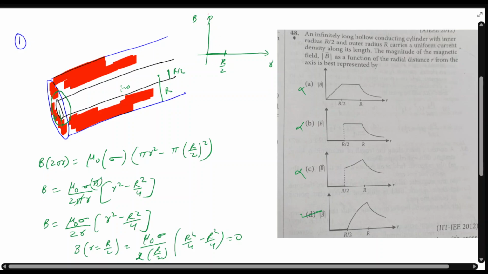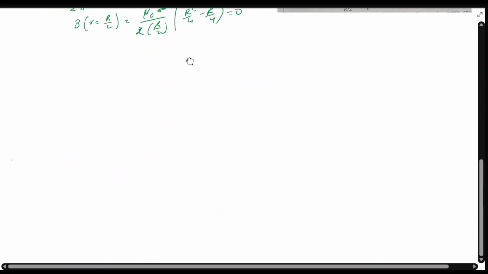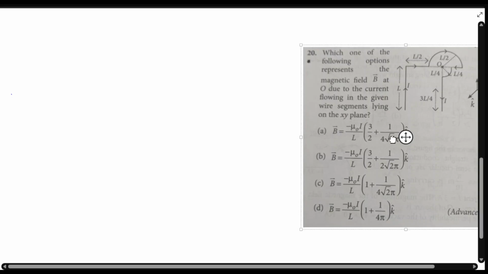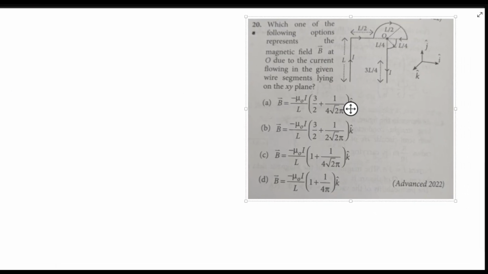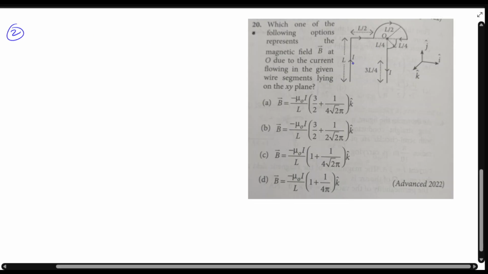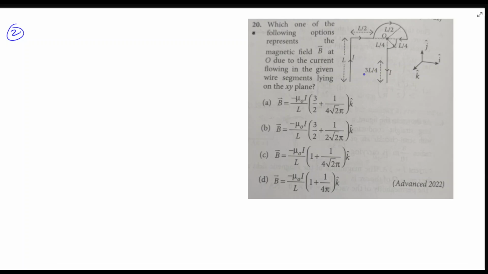Okay, let's move on to the next question. So we have some lines. They are not infinite, of course. The lengths are given, and we have to find the magnetic field at O.